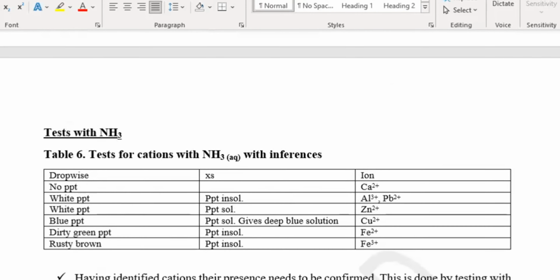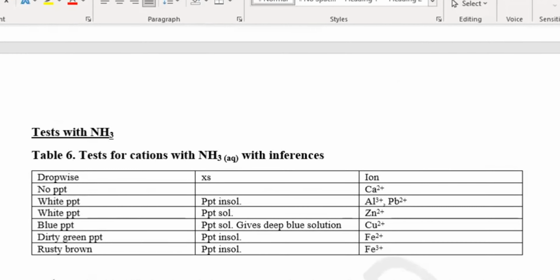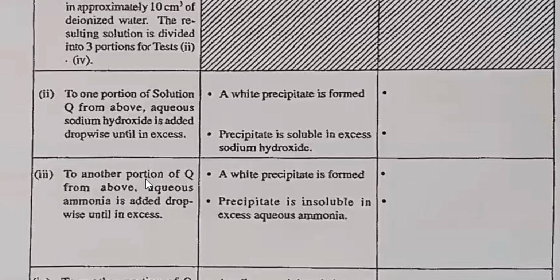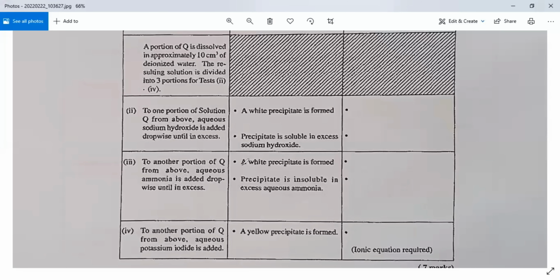So let us go back to the table again to see what we actually got. It says when we add ammonia, we get a white precipitate. There you go. So we get a white precipitate, which means that it could possibly be lead, aluminum, or zinc. You see that? So we possibly could get any of those things right there. Now, it says the precipitate is insoluble in excess ammonia. It is insoluble in excess ammonia. So let us check which one of these things would be insoluble in excess ammonia.